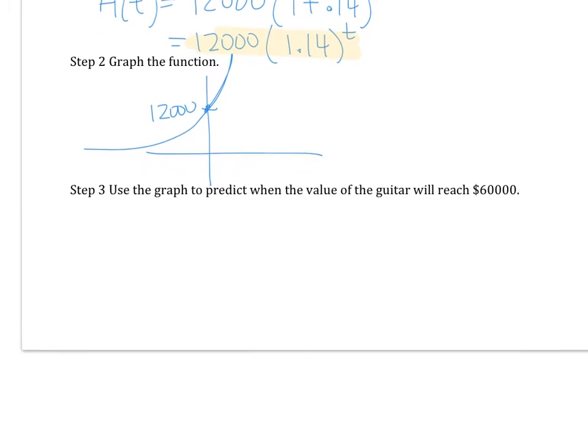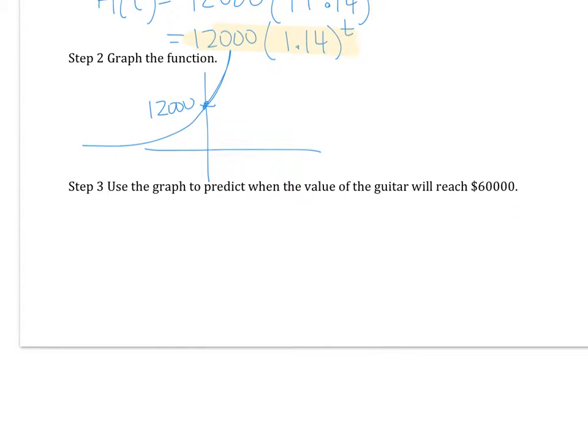And when I want to predict 60,000, you just start typing in some x values till you get the y to be 60,000. And when you do that, it'll be sometime between 12 to 13 years.